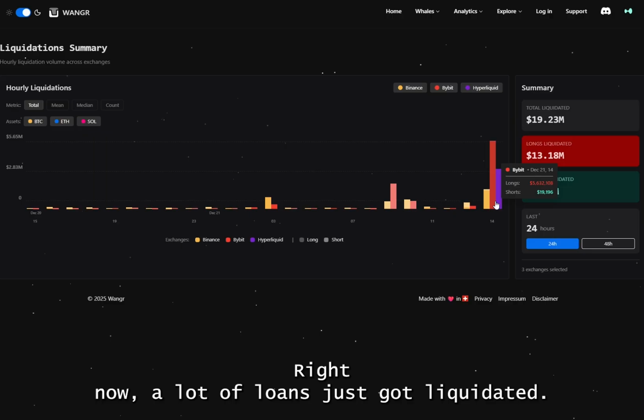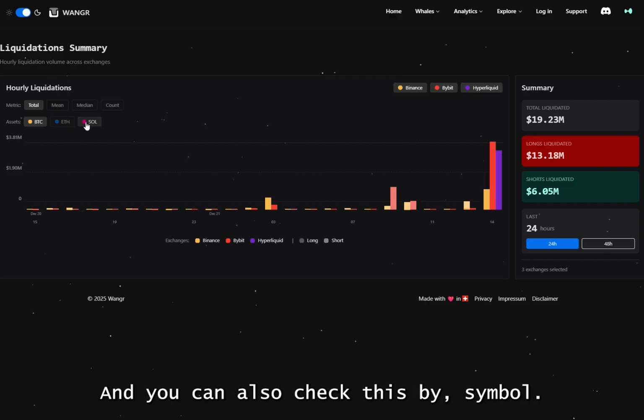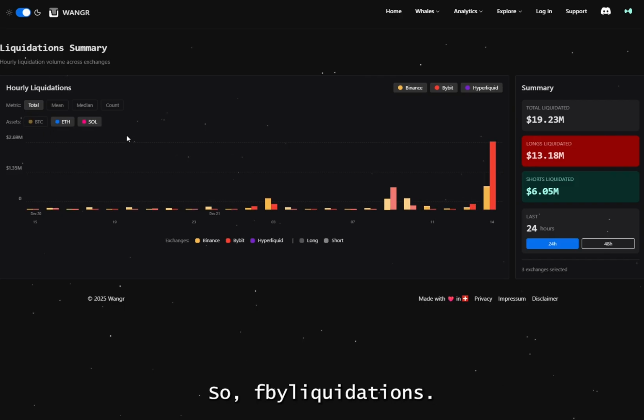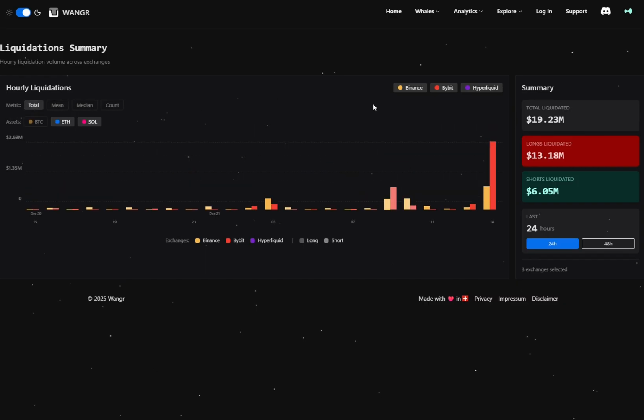Right now, a lot of longs just got liquidated, everything goes back, but then there's very few other ones. And you can also check this by symbol. So ETH liquidations, SOL liquidations. We can also see the mean, the count, and the median.